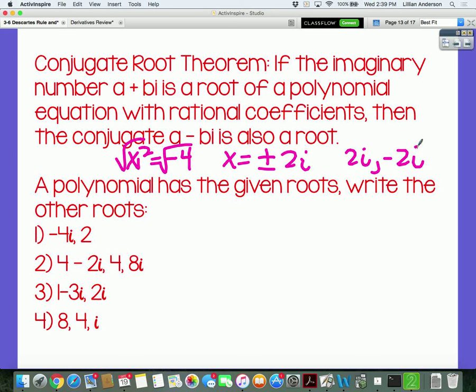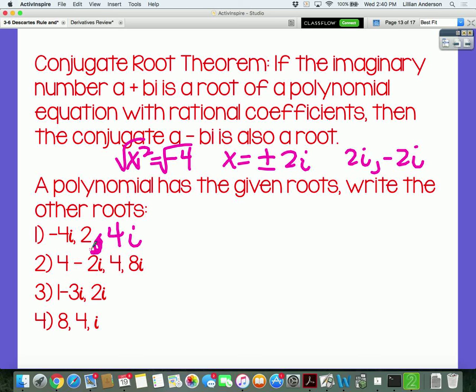So just to practice, if the polynomial's roots are given to you, like they are here, and these were your two roots, negative 4i and 2, then you also know there's one more root. What root is not listed, but it is there? A positive 4i. Because remember, if you have an imaginary number, its conjugate is also a root. So if we have a negative 4i, then we also have a positive 4i.